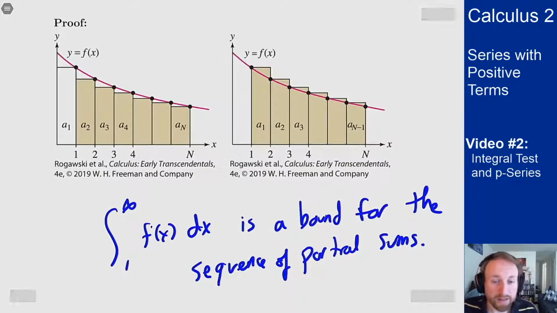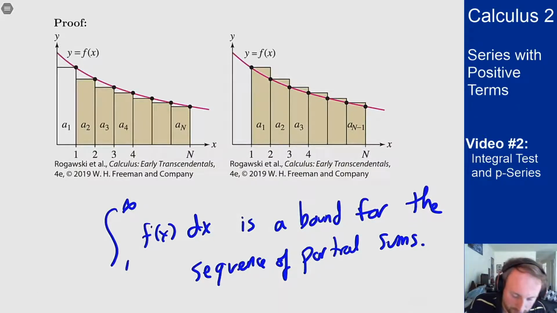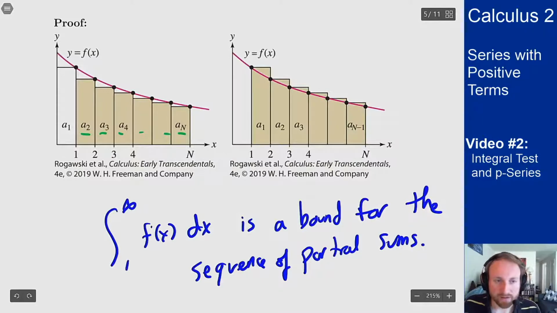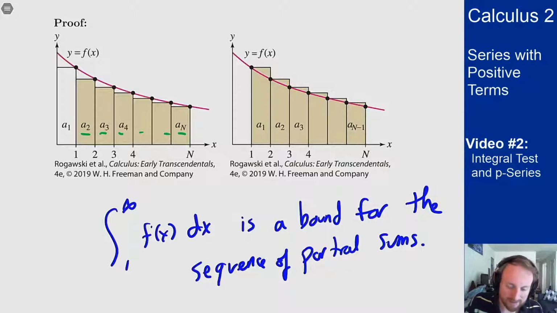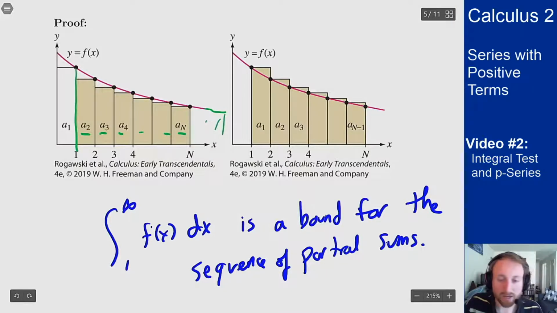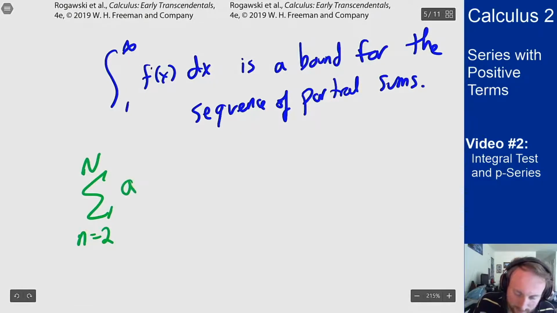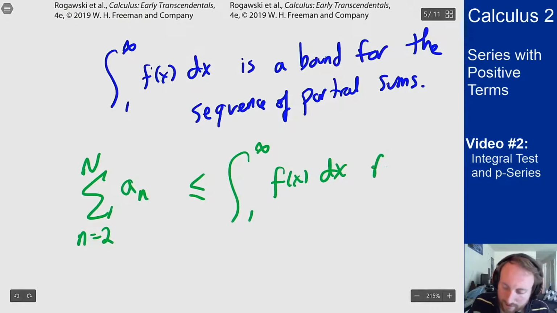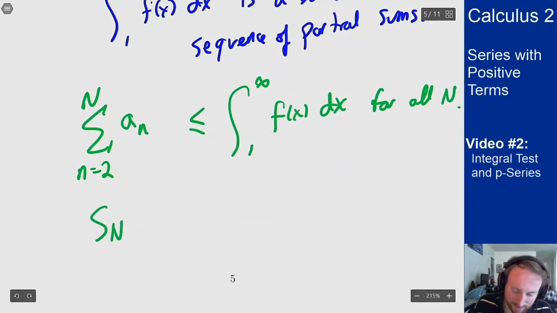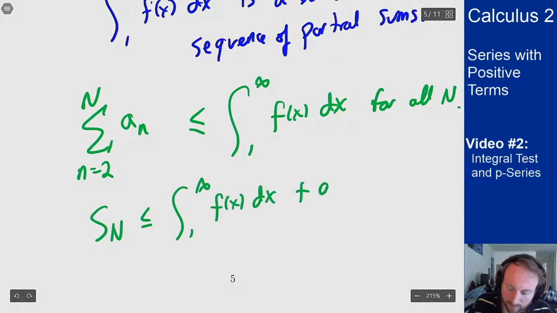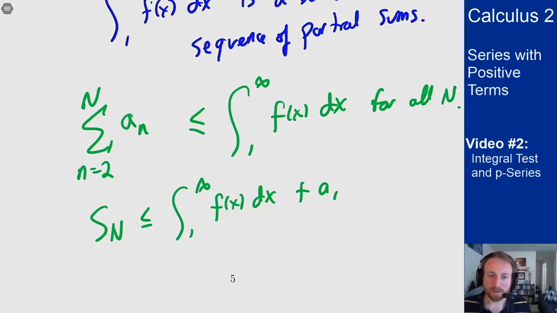So if you look at all these rectangles and add them up, at least the ones from 2 to n, the ones under here, adding up all those rectangles is definitely less than the improper integral of f from 1 to infinity. Why? Because that's going to encompass all of this area all the way out to infinity. So what I have here is the sum from n equals 2 to n of a_n is less than the improper integral for all n. Well, that just tells me that S_n is less than or equal to the improper integral plus a_1, because I'm missing a_1 from that first sum, and that's a number.